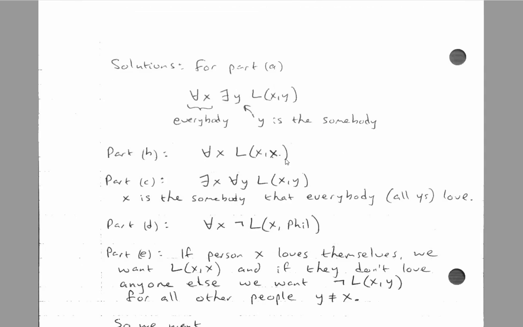Part B, everybody loves themselves. That's very similar. We just need one variable. So for all x, x loves x.